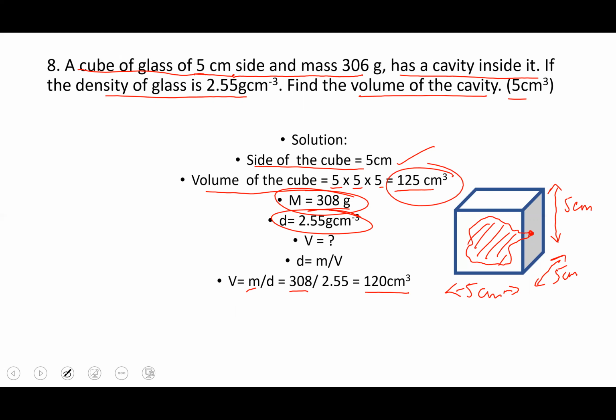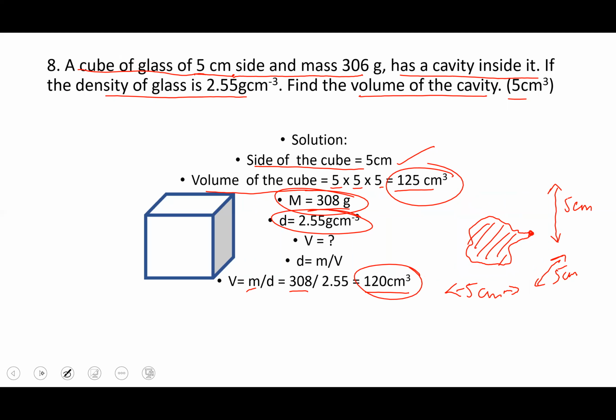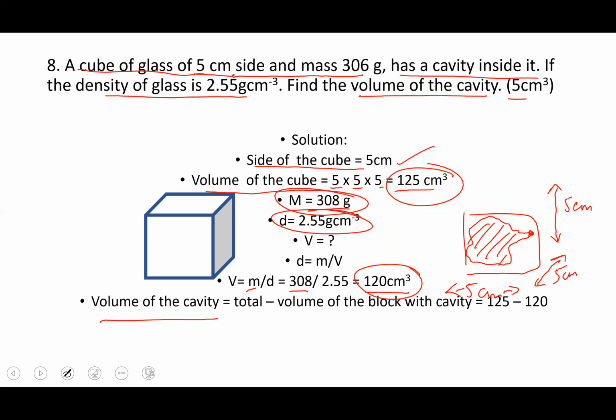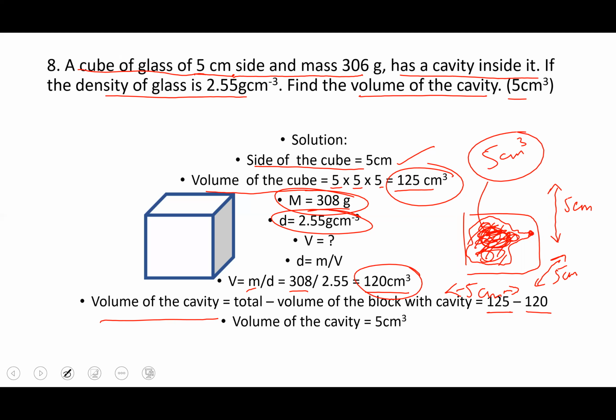So without the cavity it was 125. With the cavity it was 120 centimeter cube in volume. So what if we remove this 120 from the whole cube 125? So what is left behind? Only the cavity volume will be left behind. So the volume of cavity will be equal to the total volume minus the volume of the block with the cavity. So 125 minus 120, we will get the volume of the cavity, which is equal to 5 centimeter cube. And that is our required answer as well.